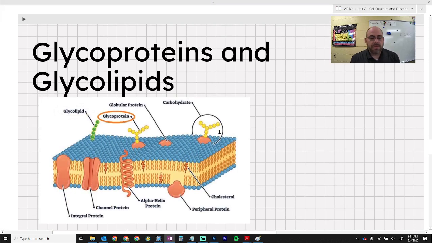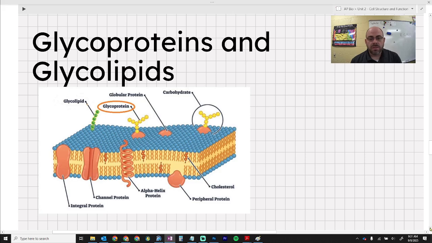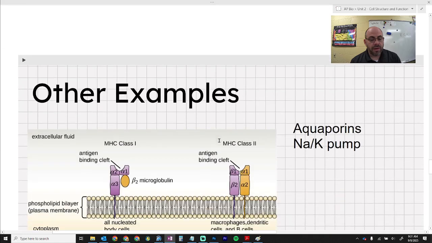Glycoproteins and glycolipids. So we see this prefix glyco. Anytime you see that, it has to do with a sugar or a carbohydrate. A glycoprotein is when a carbohydrate is attached to a protein, and a glycolipid is when it's attached to a lipid. These molecules are very important in cellular recognition and signaling. And we've talked about glycoproteins and glycolipids a little bit, particularly glycoproteins when we looked at the function of the Golgi body or the Golgi complex.